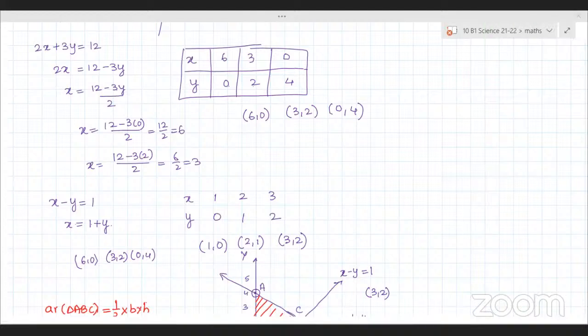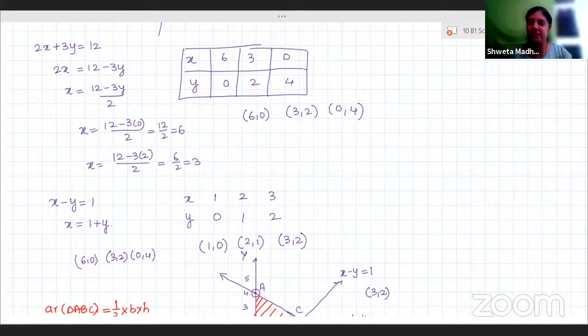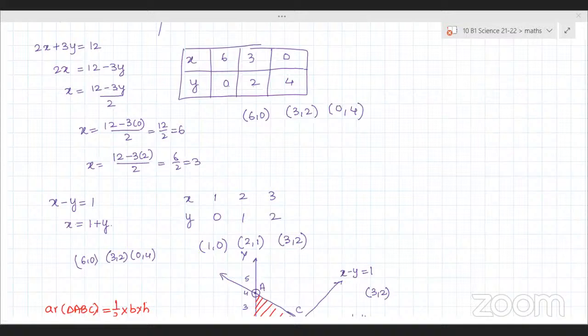So from tomorrow we will start the next chapter, quadratic equations.